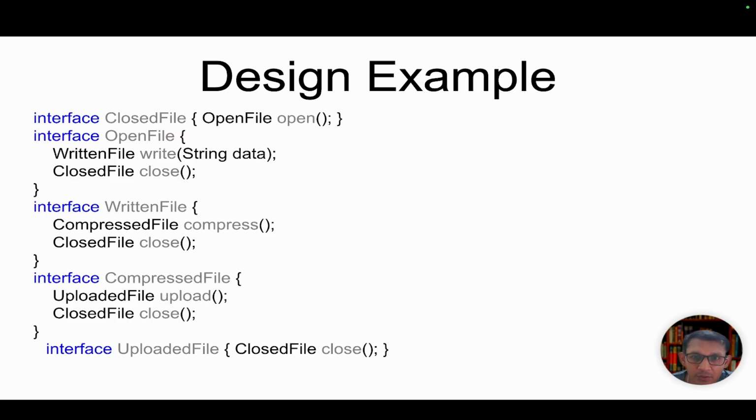For documentation, I would include the state diagram, explain why compression must follow writing, perhaps for efficiency reasons, describe what happens to uploaded files, and clarify the cleanup behavior of the close operations. This example demonstrates how the design process leads naturally from requirements analysis through state modeling to implementation technique selection. The resulting API prevents an entire category of bugs while remaining simple and intuitive to use.